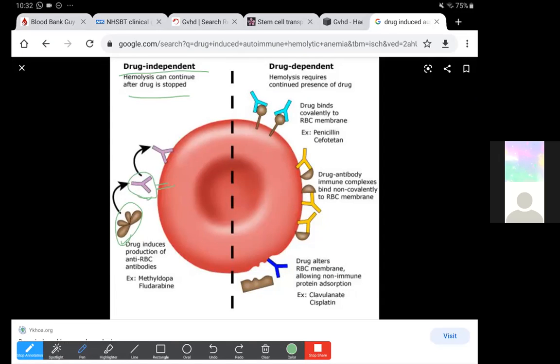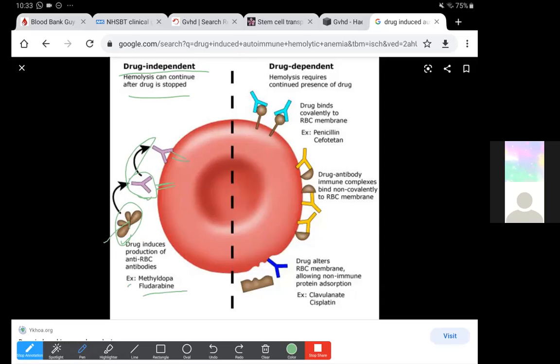Even once the drug is stopped, the antibodies would persist in serum, and they would then bind to the RBC membranes. They could even bind to normal cells, and these would then react with the RBC membranes and cause hemolysis. This is the example of methyldopa, fludarabine, cladribine, and other drugs, most classically methyldopa.